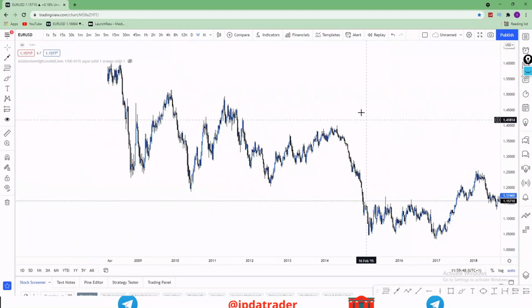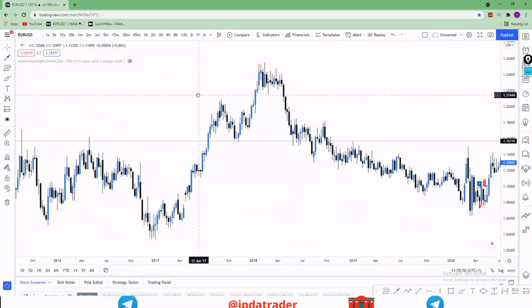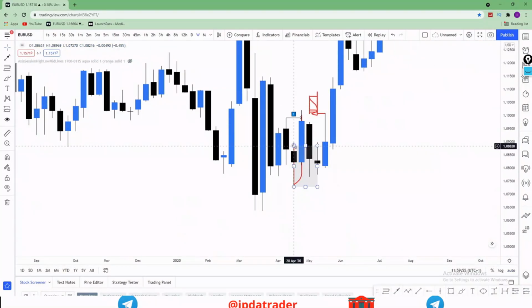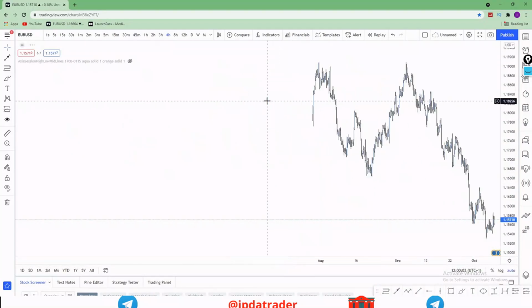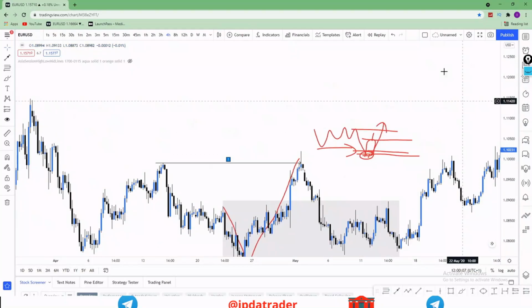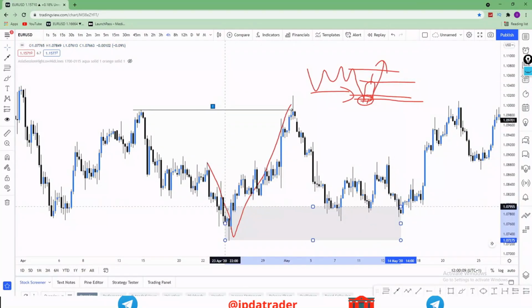I'm not going to spend too much time trying to find this, but there we go. As you can see, this point of interest over here is actually a weekly order, weekly point of interest. However, we decided to zoom into the 4-hour, and we can really refine it to the last down move before the up move, which is this block right here, right? And this is what we call an order block. And this is a type of point of interest.